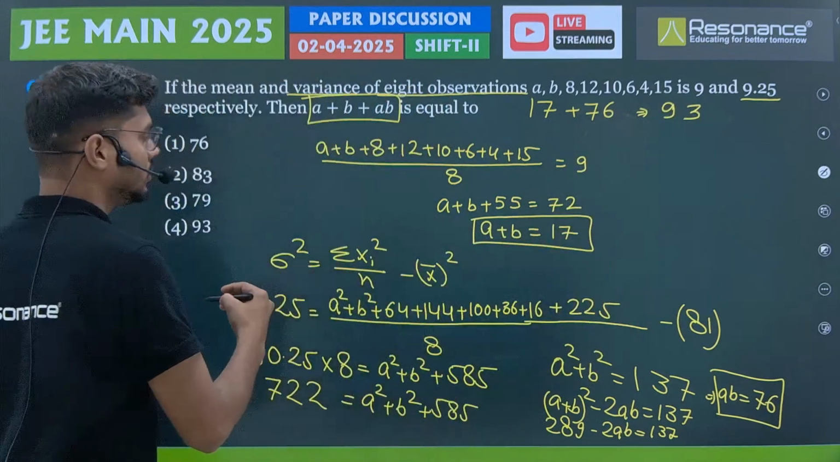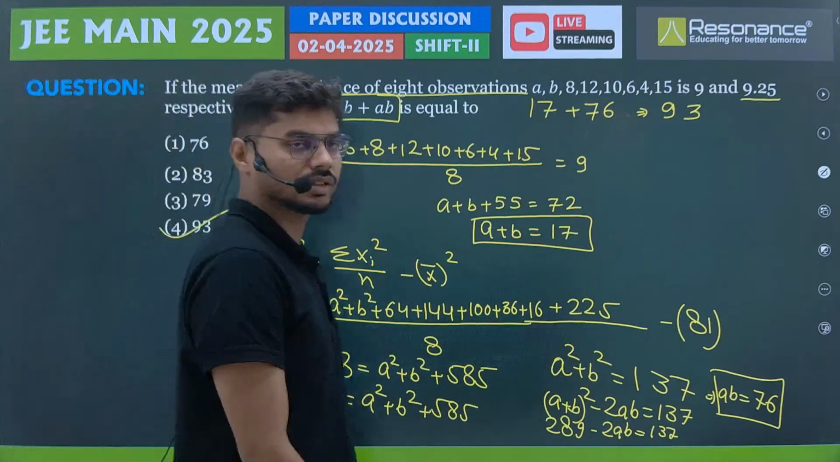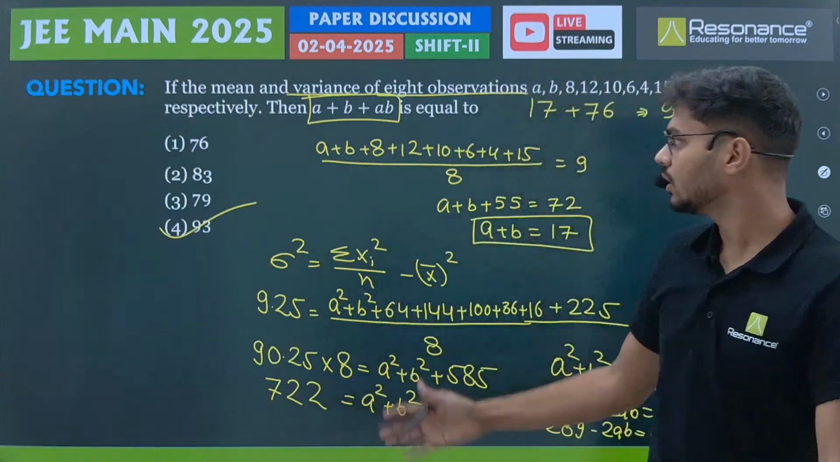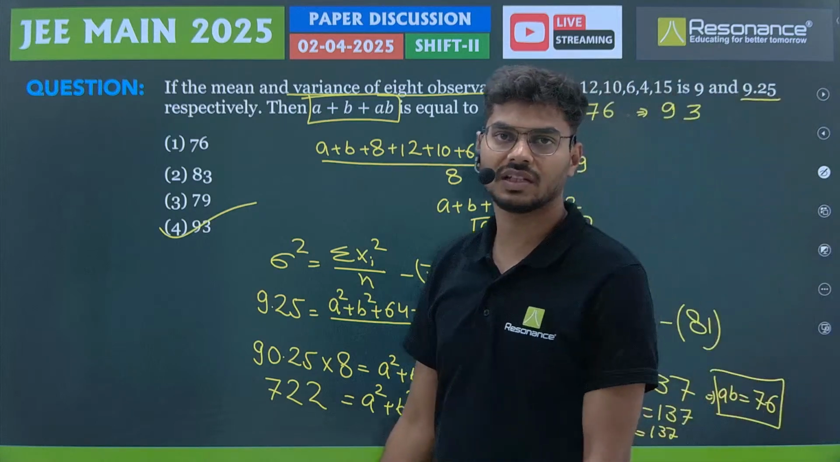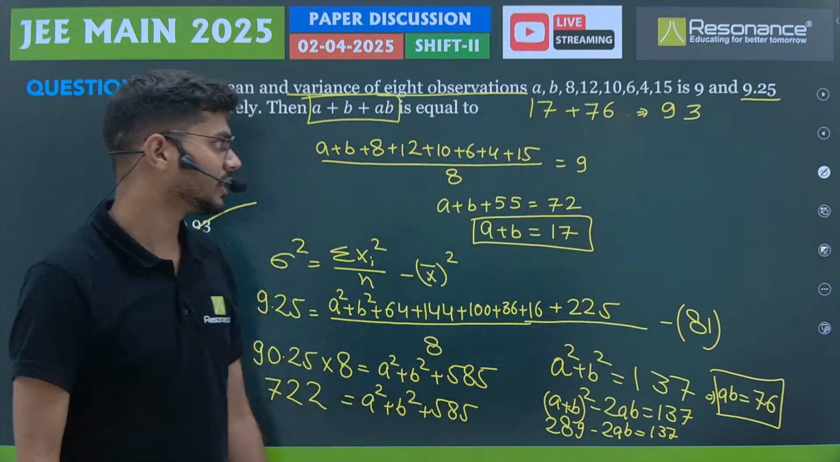93 is the answer. So the fourth option is correct. A simple question based on variance. Mean is given, variance is given. I have to find the value of a plus b and ab. So I can do this particular calculation.